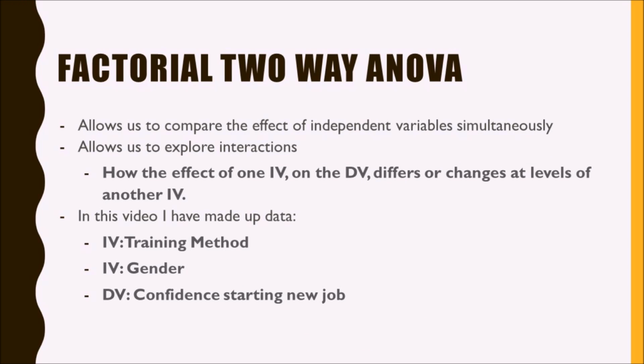Before we jump straight into SPSS, let's just quickly revise what two-way ANOVA actually does. Two-way ANOVA allows us to explore the effect of two independent variables simultaneously. So it allows us to look at the main effect of one IV on the DV, the main effect of the other IV on the DV, but also how the two independent variables interact together to form an effect on the dependent variable. In this video, I have made up data where IV1 is training method, IV2 is gender, and we'll be looking at how these two independent variables impact confidence starting a new job.